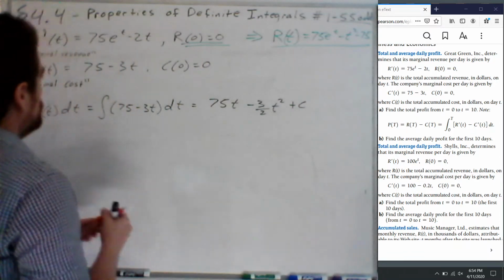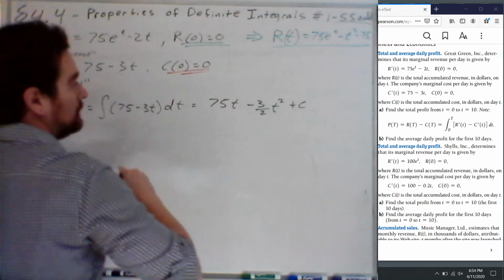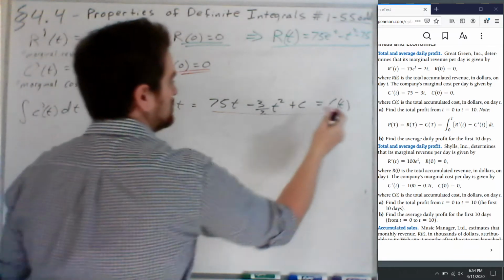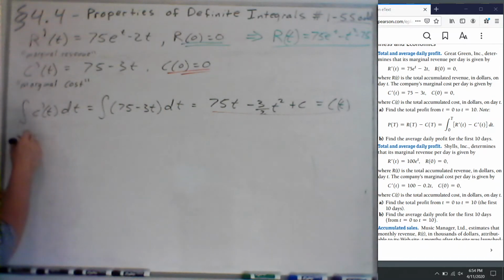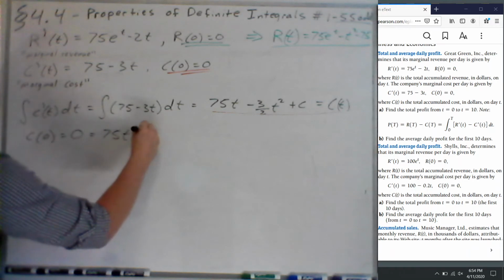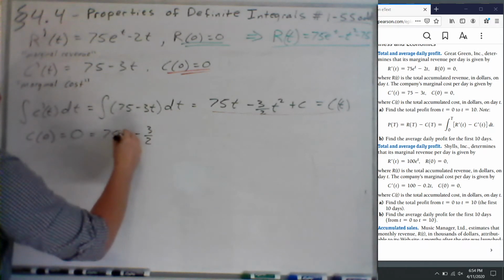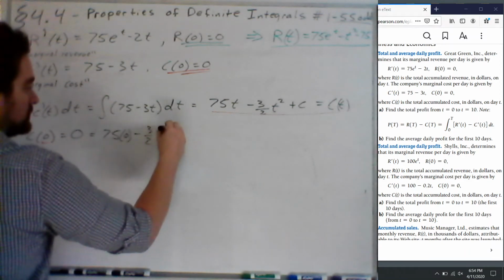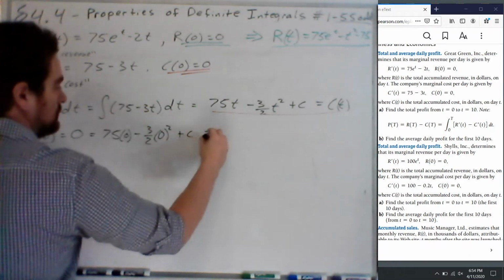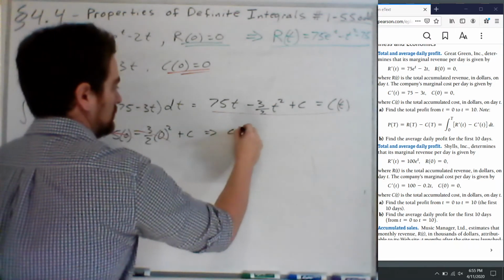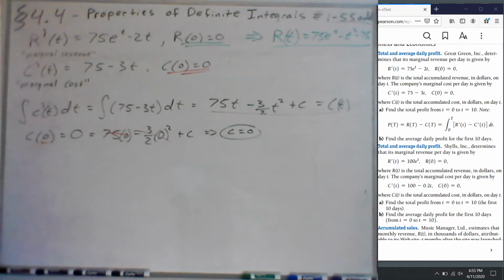And now I notice that for c of 0, this function, c of t, I can actually plug in c of 0 and solve to get my constant. So c of 0 is equal to 0, which is equal to 75 times 0, right? I'm plugging in 0 here, minus 3 halves 0 squared, plus c. Well, that's 0 and that's 0, so c is also 0. Right, and now we've got that constant for that function.